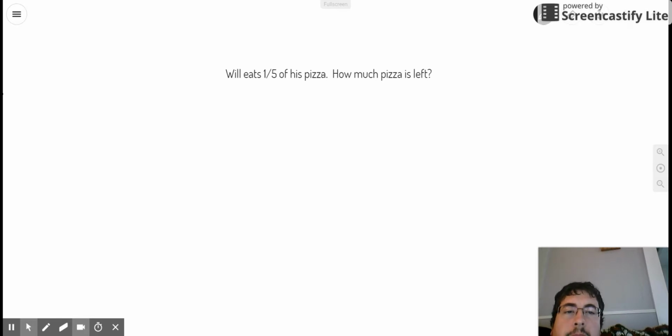All right, so this problem says Will eats 1/5 of his pizza. How much pizza is left? So this is an example of a fraction word problem where we're dealing with a whole.